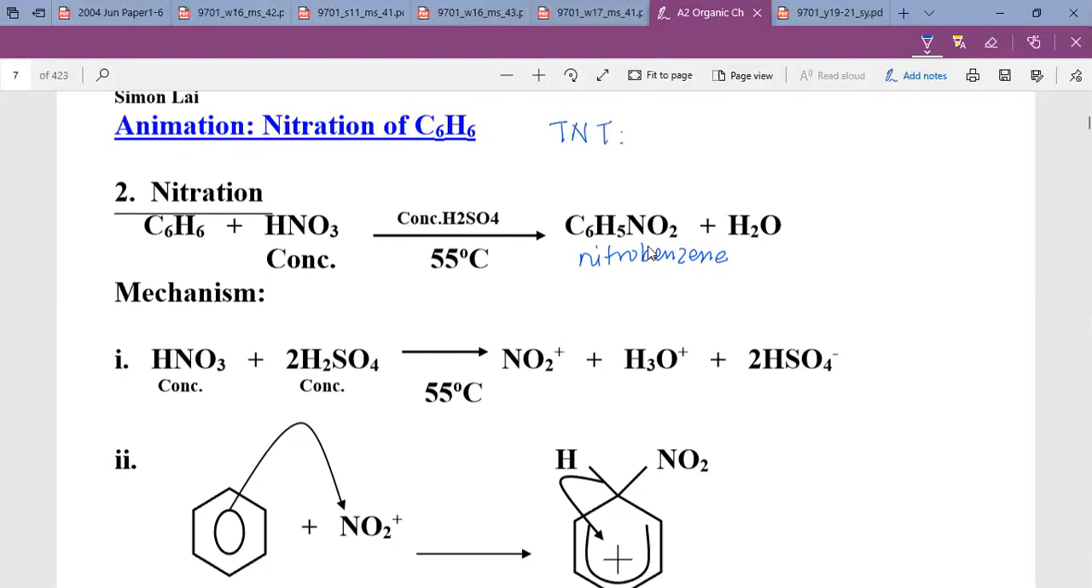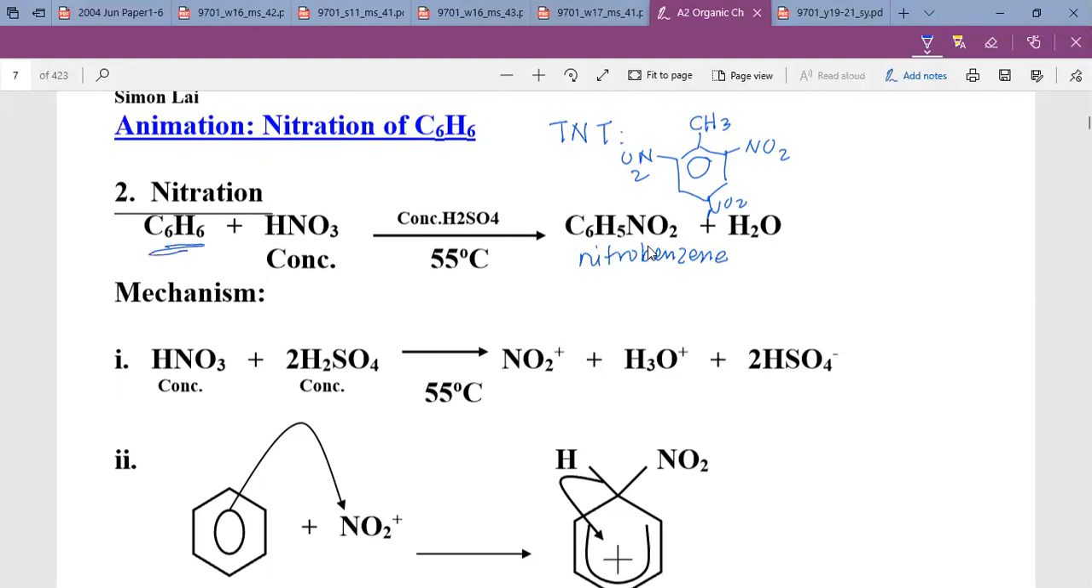Okay, toluene means a CH3 on the benzene. So you can use petrol and make it. Now there are other ways to form it. This one here is TNT, trinitrotoluene. So how do you begin? Of course, with benzene.